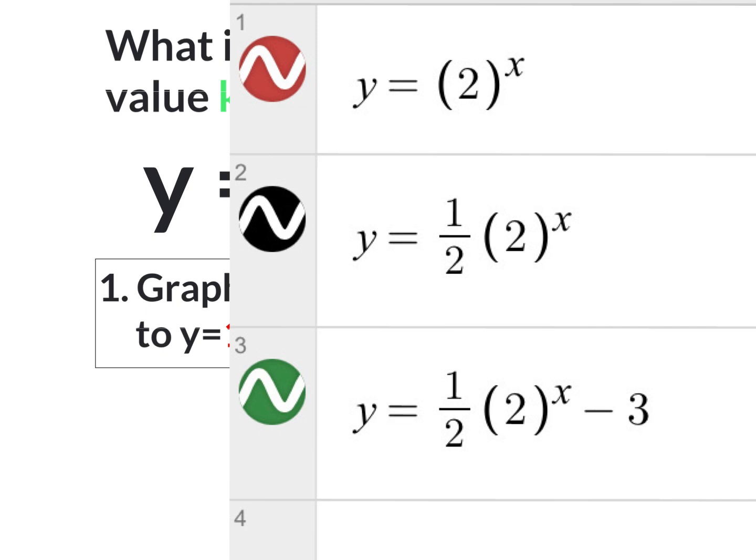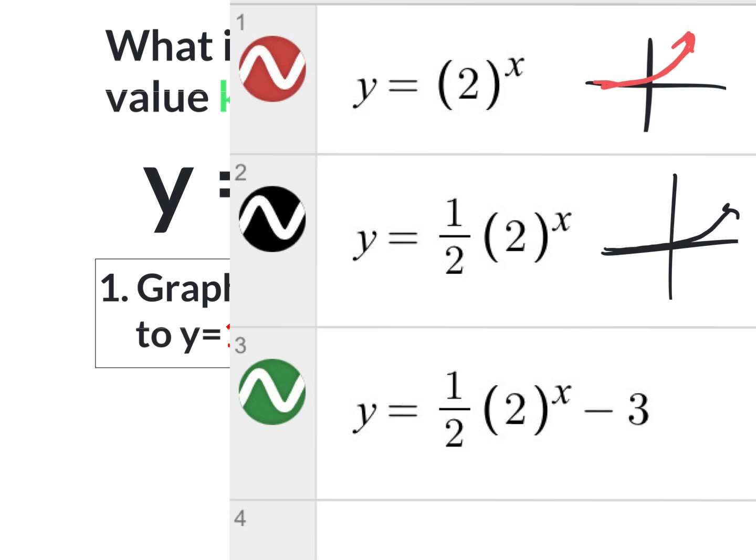Now we already know that from the parent graph to this guy, it's going to get vertically compressed by 1/2. So just a quick sketch here. If my original one looks like this, my new one is now still gonna go up, but it's gonna open up a little slower. Okay, so the red one opens up faster, the blue one or the black one opens up a little slower.